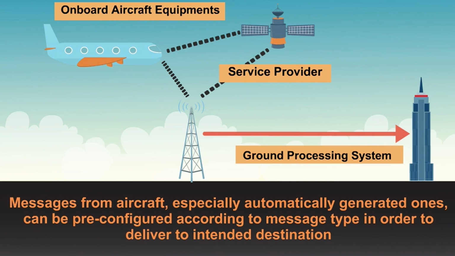Messages from aircraft, especially automatically generated ones, can be pre-configured according to message type so that they are automatically delivered to the appropriate recipient, just as ground-originated messages can be configured to reach the correct aircraft.